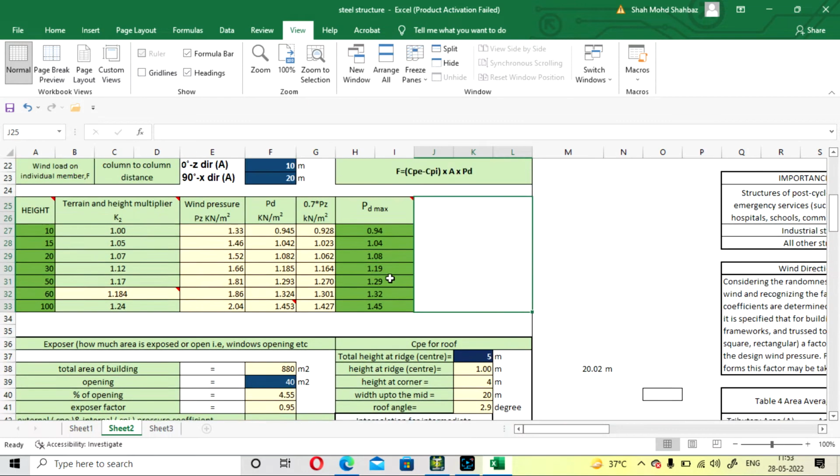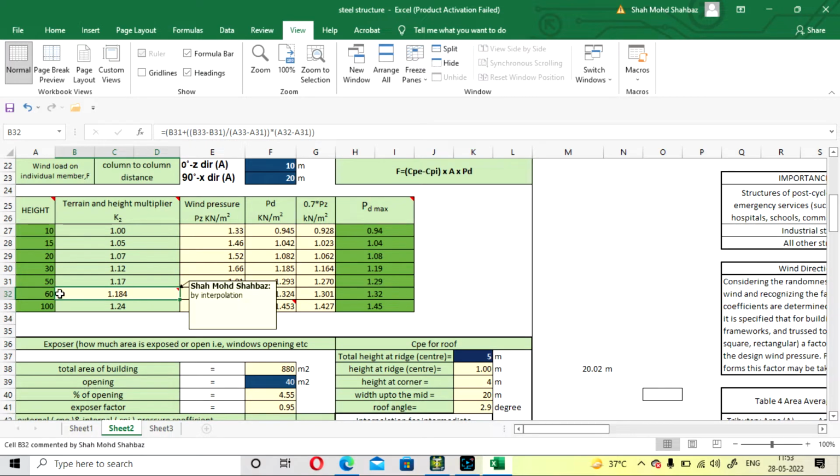Maybe your intermediate height comes, say your height is 12 meters. For 100 meters we have calculated, and this value is used in the interpolation. So you need to just copy the formula and place it between the values where your height falls. Example, if your building height is 12 meters, it will come between 10 and 15. You have to insert the row here.